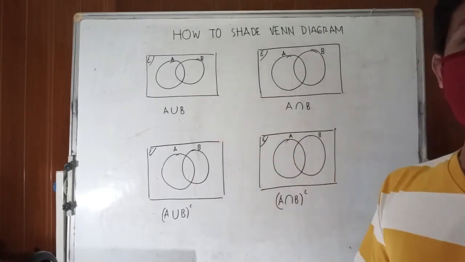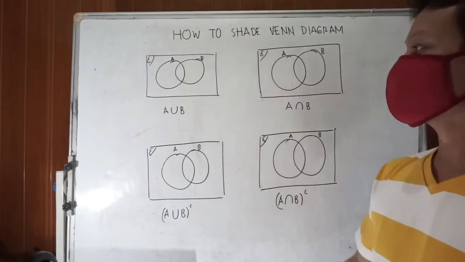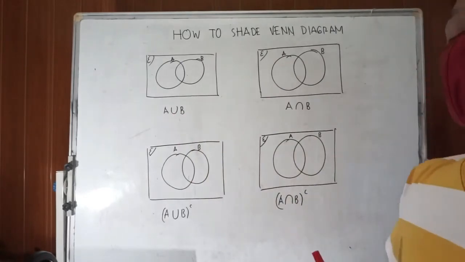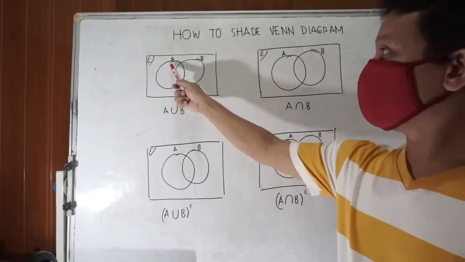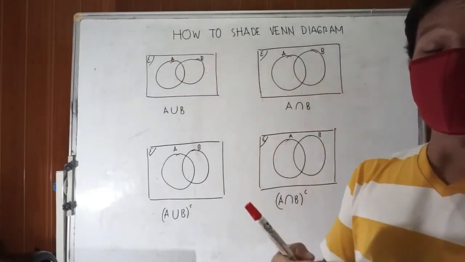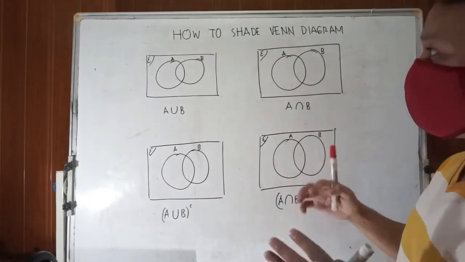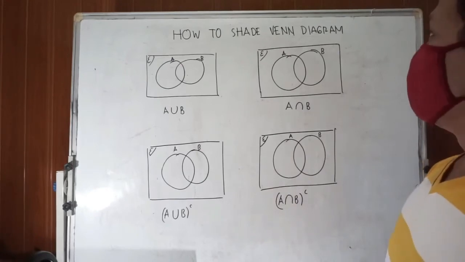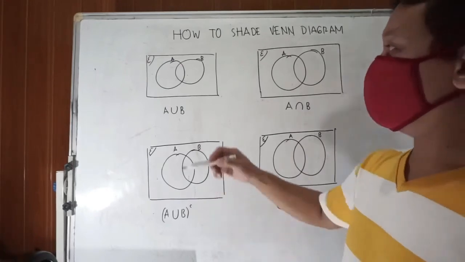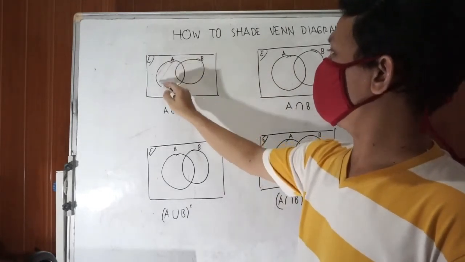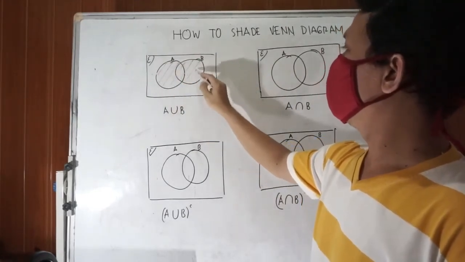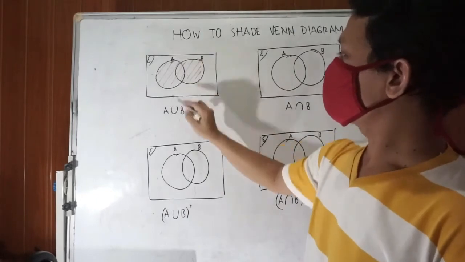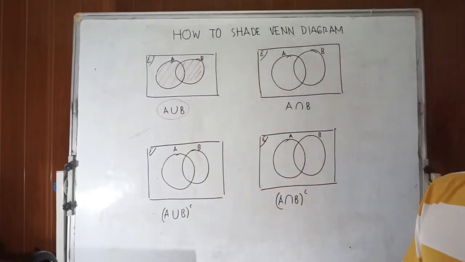Number 1, A union B. A union B means all elements of set A and all elements of set B will be combined. So you have to combine all elements of A and B all together. Okay, so the setting of the Venn diagram for A union B is like this one. You have to set all the area in A union B. So all inside. We call that A union B.